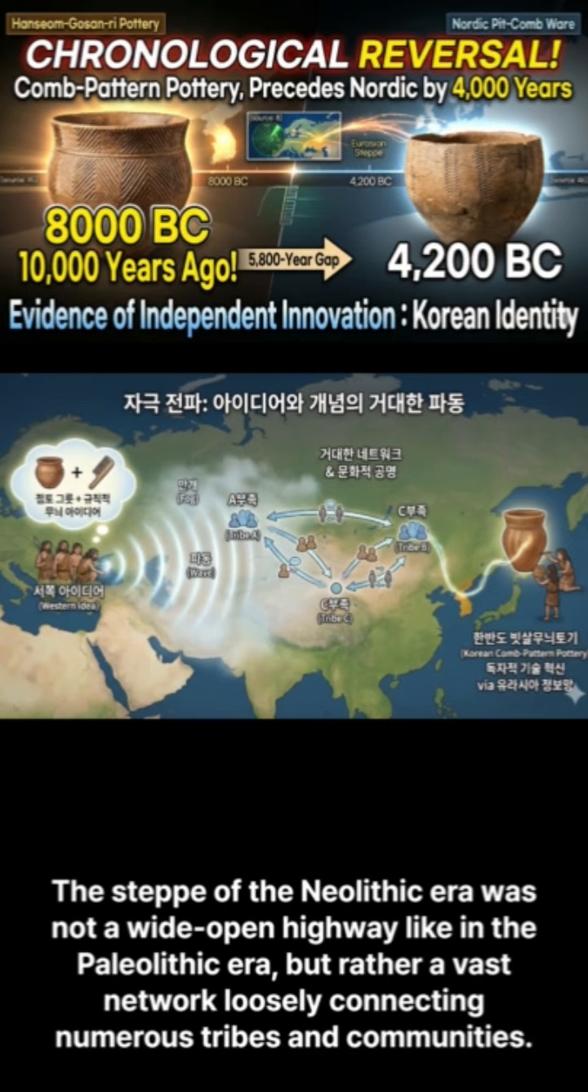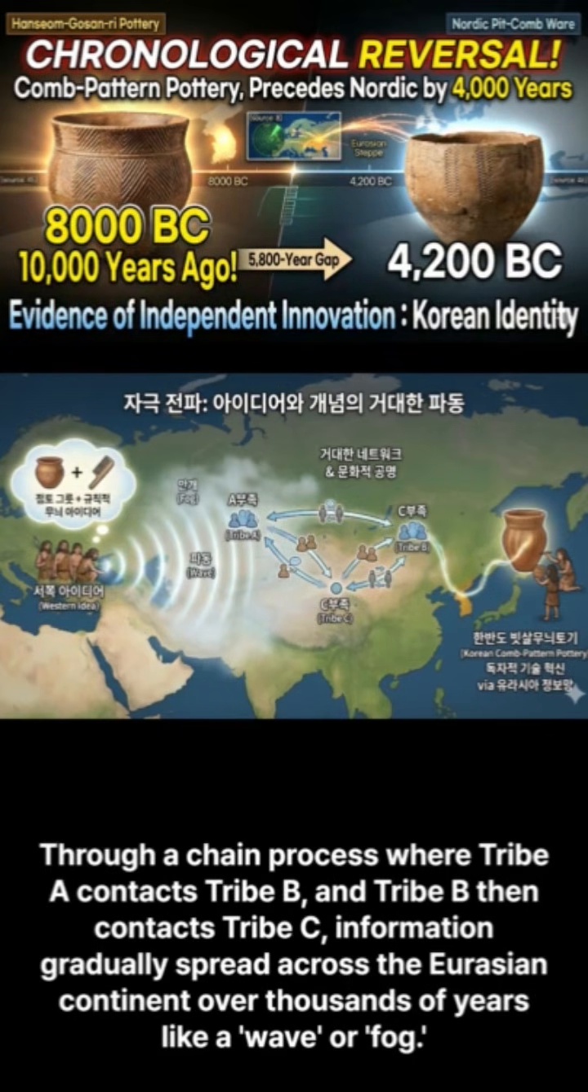The steppe of the Neolithic era was not a wide open highway like in the Paleolithic era, but rather a vast network loosely connecting numerous tribes and communities through a chain process where Tribe A contacts Tribe B and Tribe B then contacts Tribe C. Information gradually spread across the Eurasian continent over thousands of years like a wave or fog.